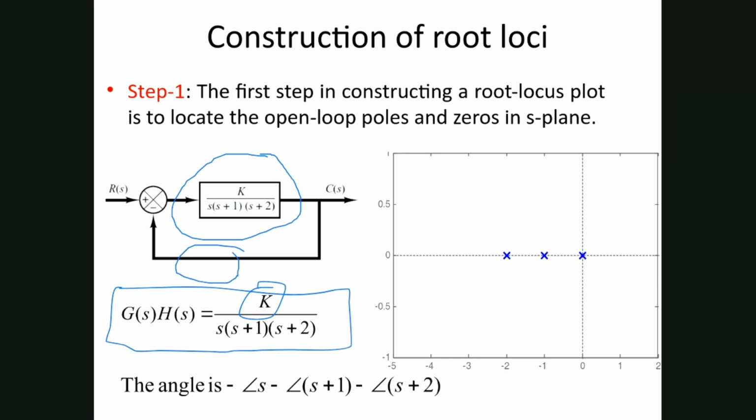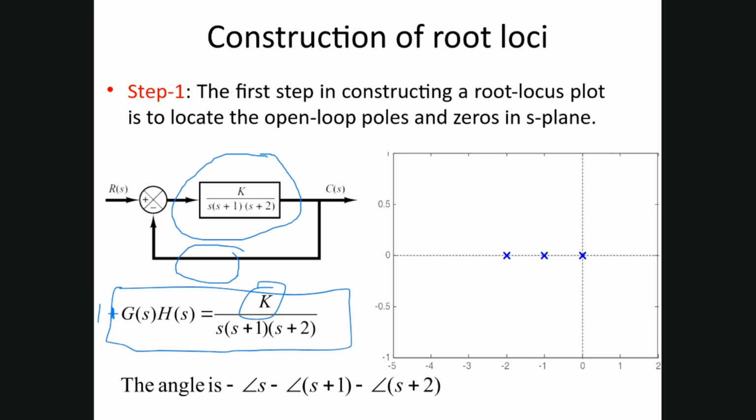The open loop poles are at 0, minus 1 and minus 2, because the characteristic equation will be 1 plus G(s)H(s), right? And G(s)H(s) is given to us, so 1 plus G(s)H(s) will be s into (s plus 1) into (s plus 2) plus K. That will be your characteristic equation.